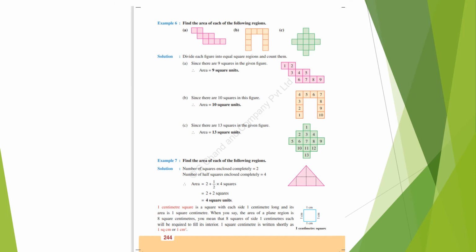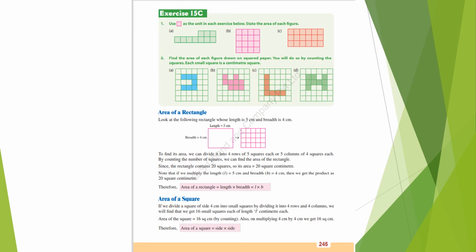So here is one formula. Find the area of each of the following regions. See example number 7, and then you have a formula for square, and there are two formulas of area. One is the area of a rectangle, that is L into B, and the area of a square, it is side into side. So with the help of these two formulas we will solve.